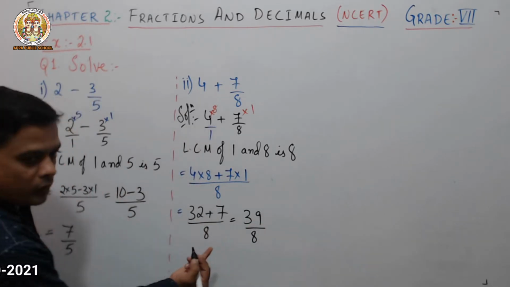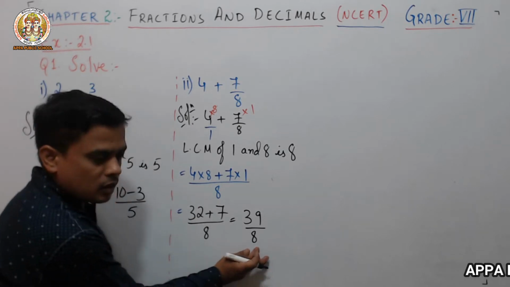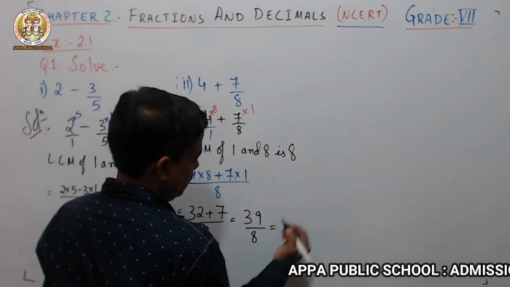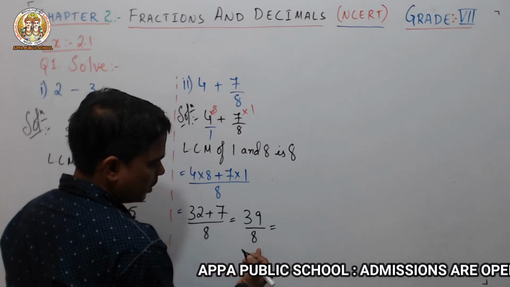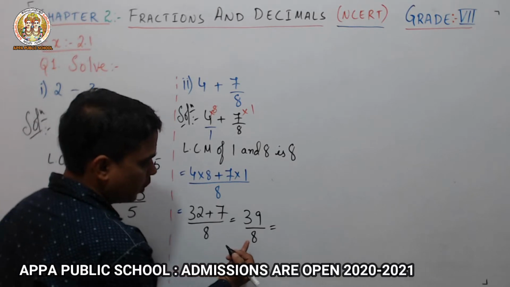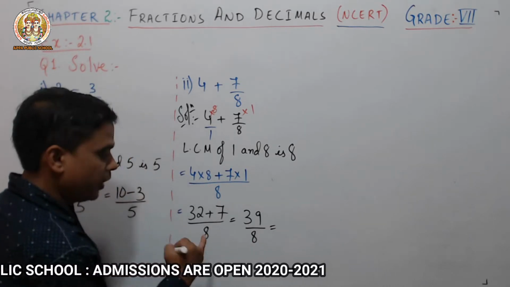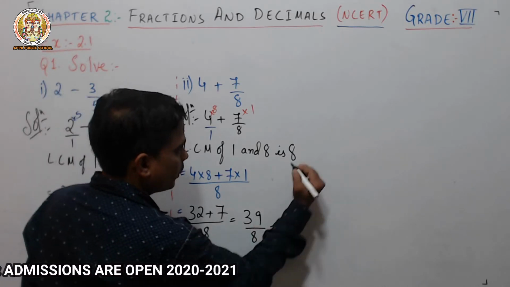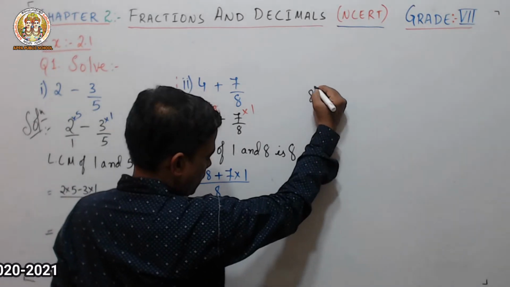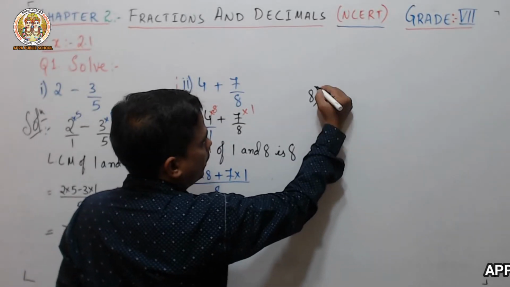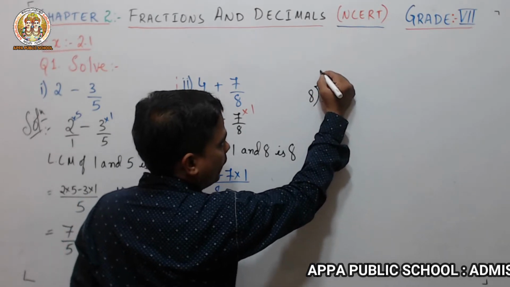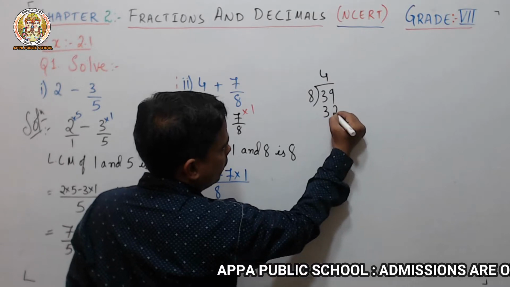So now it is an improper fraction. You can keep the answer as it is or convert it into a mixed fraction. So how to convert it into a mixed fraction? 8 3s are 24, 8 4s are 32, 8 5s are 40. Or else I will divide here. 8 into 39: 8 1s are 8, 8 2s are 16, 8 3s are 24, 8 4s are 32, 8 5s are 40. So 8 4s are 32.